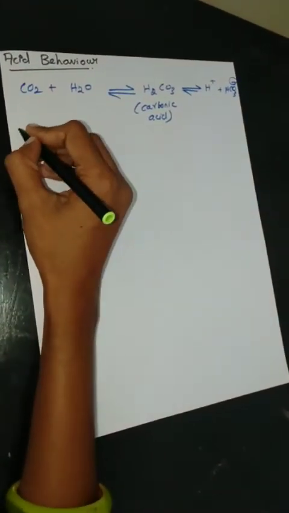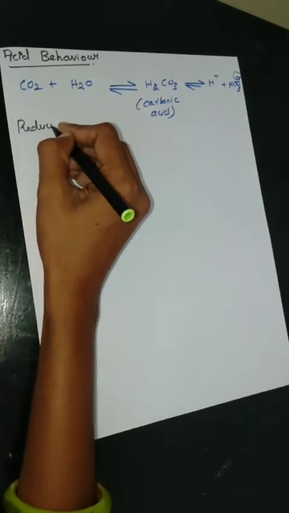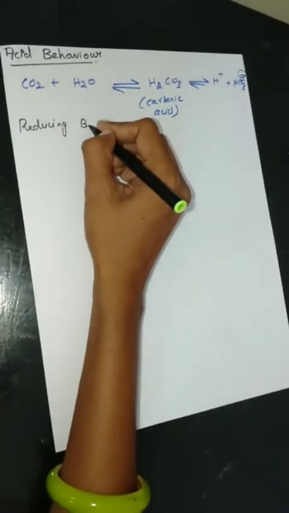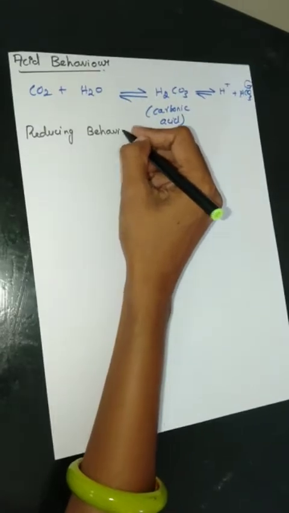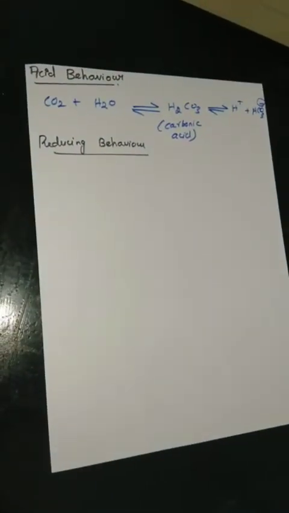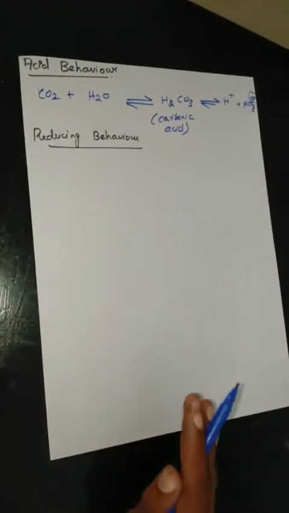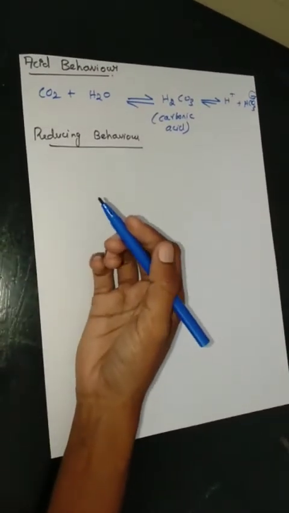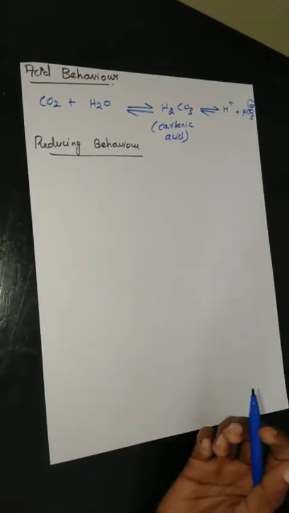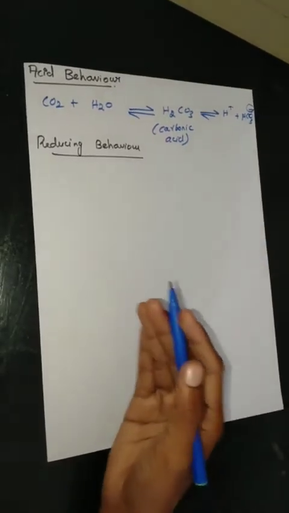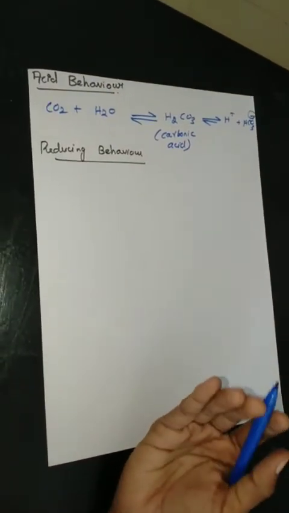Next property is reducing behavior. We already studied in the metallurgy chapter that carbon dioxide is a good reducing agent. Am I right? At elevated temperature, it acts as a strong reducing agent.